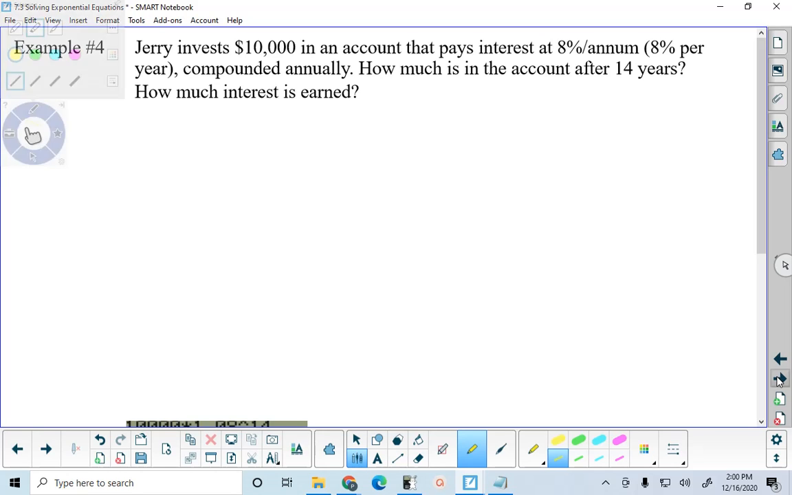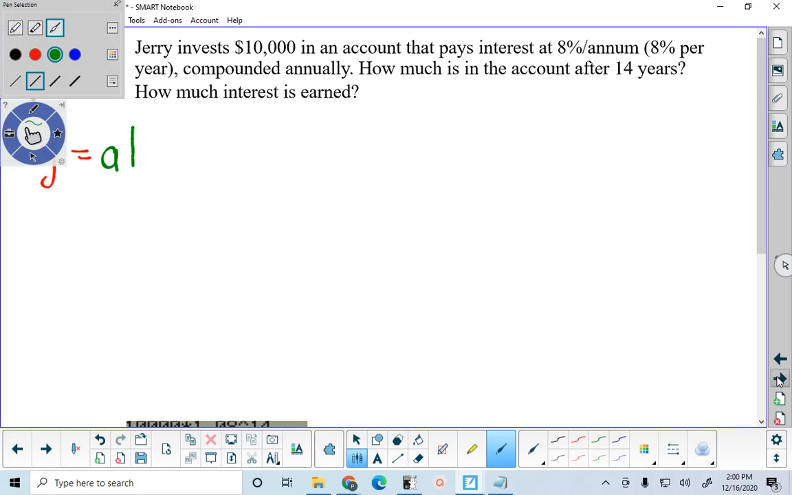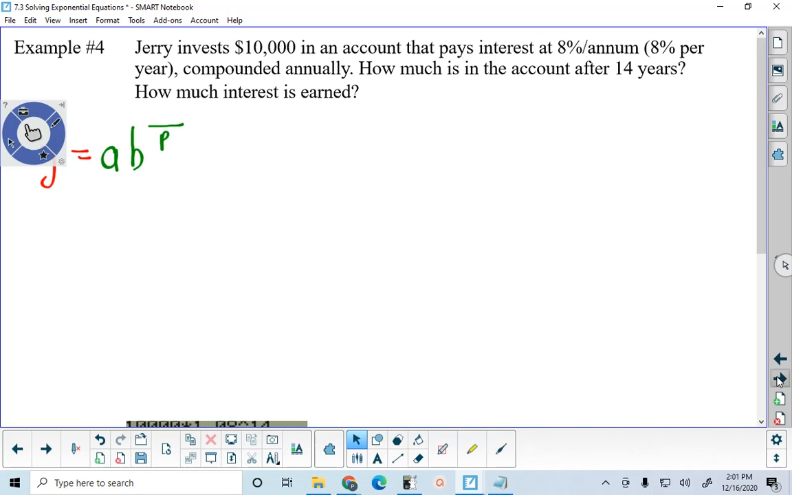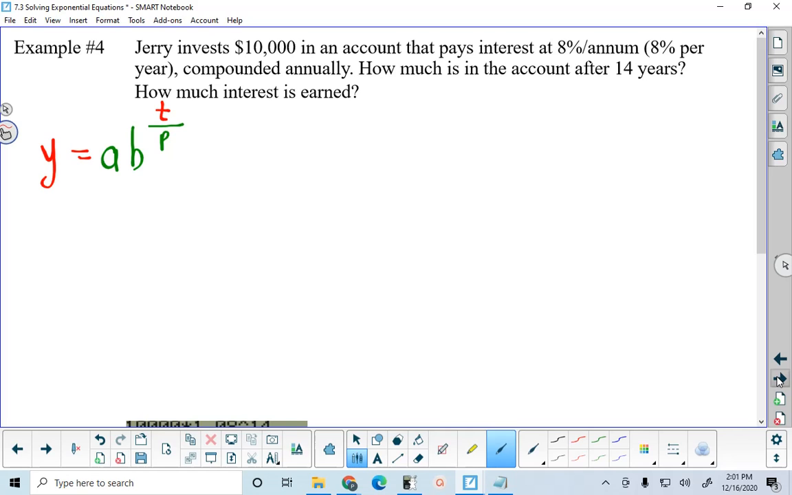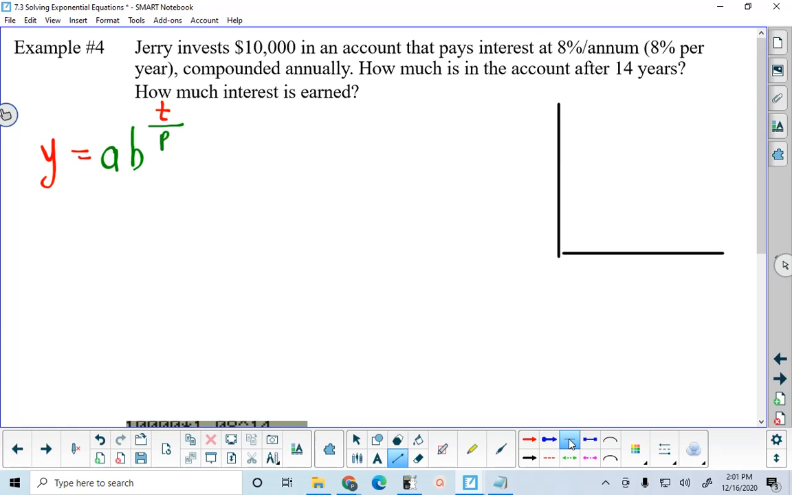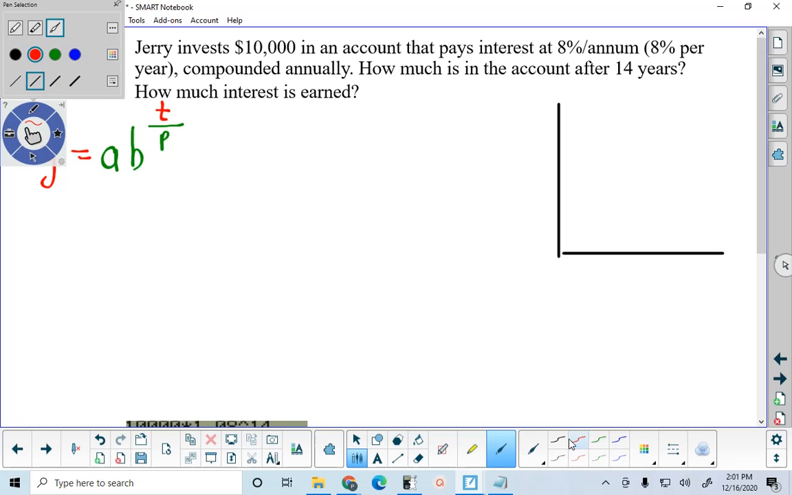Remember what I told you. Try to remember what I told you about this formula. It's y equals a times b raised to the t over p, and y and t are the variables. So in this particular case, we're not going to solve this graphically, but I think it's helpful to visualize it graphically. We are looking at this where your y is the money.